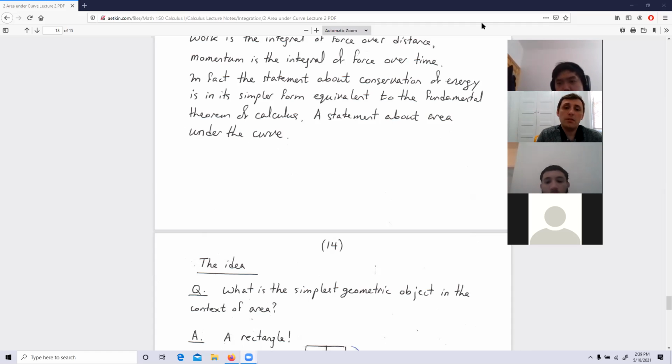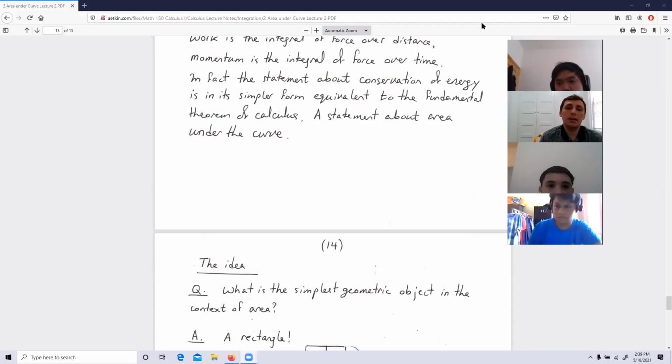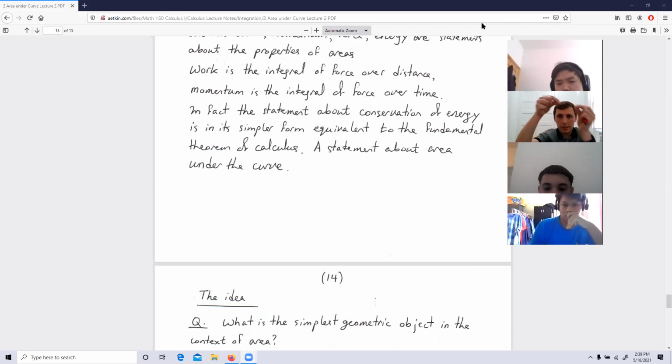So, what is the easiest instance, right? So let's say what we did when we studied curves. All we did this semester, we studied curves. Now the simplest curve is a line. And so we can imagine that a curve is many lines. Now let's say, what's the simplest area? What's the object for which area is very easy to calculate?